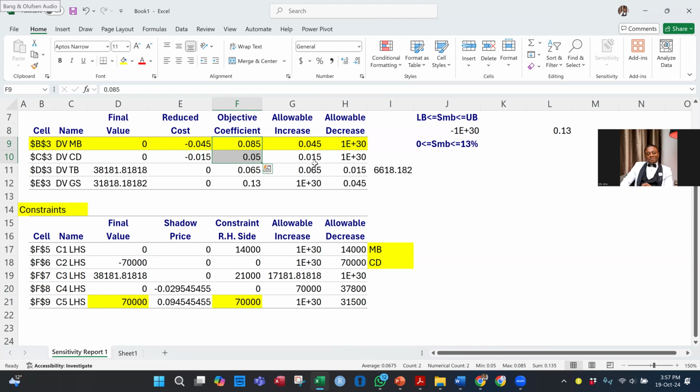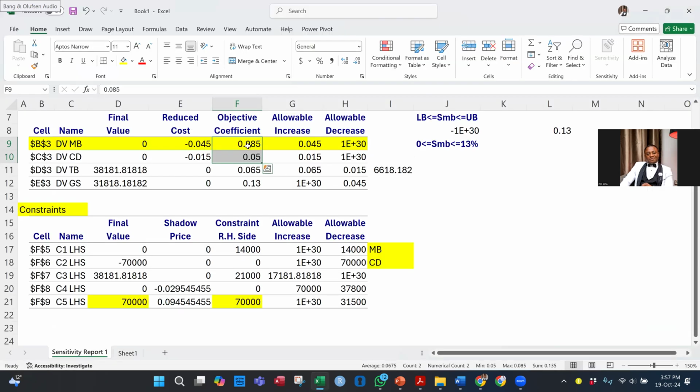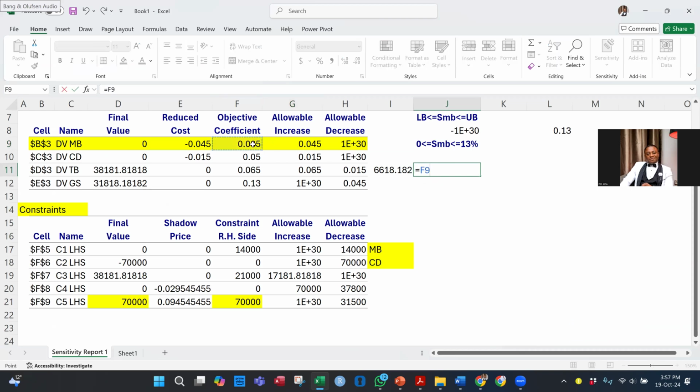So the question is, how much should the interest rate be? How much would the return for this product have to be for it to be invested in? It's simple. The return will have to be that 8.5% here plus the allowable increase, which happens to be the same. So it is 0.08. Let me do it here for you to see. It has to be 0.085 minus that. That's it. And that is 13% for the first one.